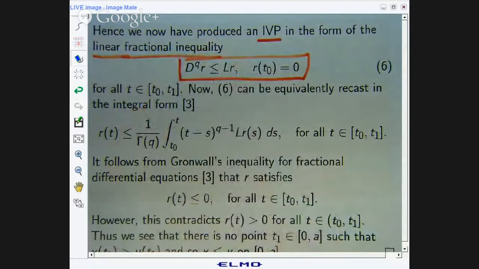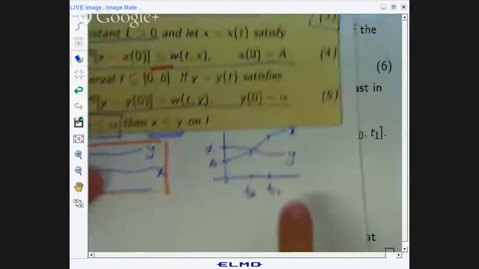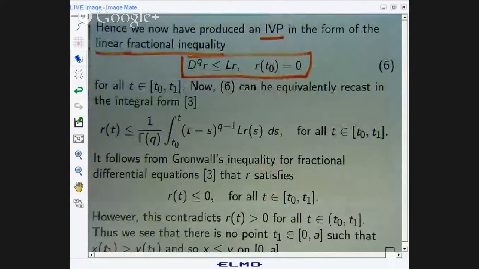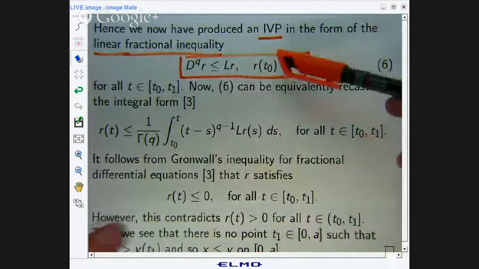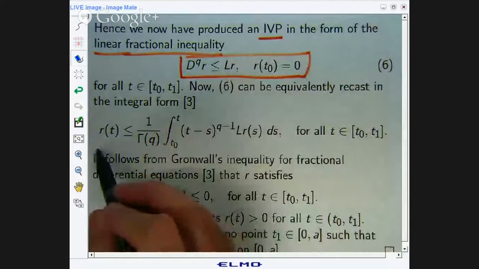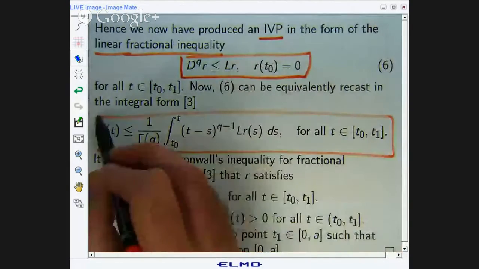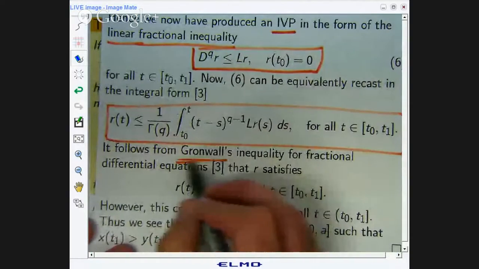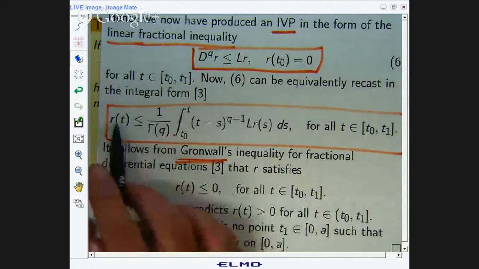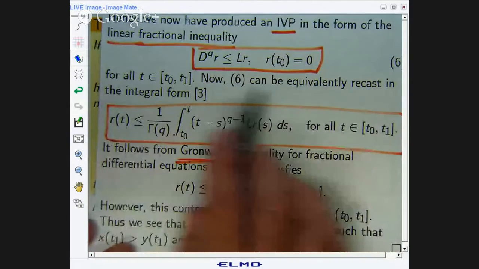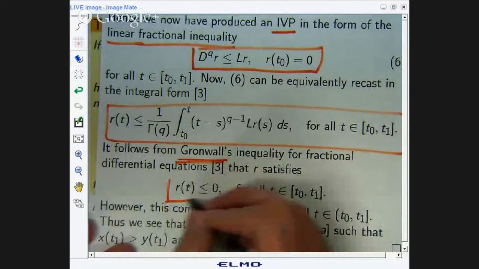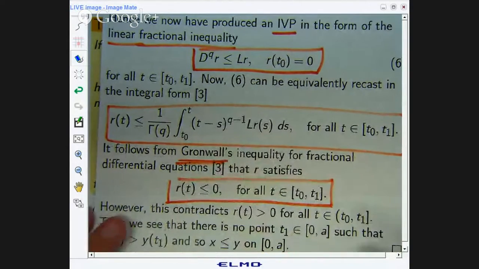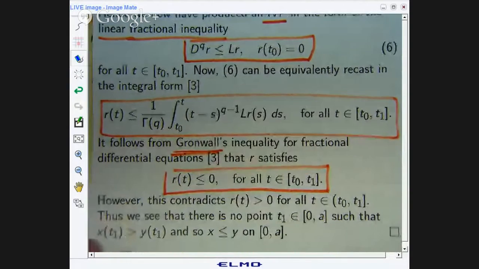This is satisfied on this interval from T0 to T1. Okay, now using Gronwall's inequality, you can recast this in the following integral form, again keeping the inequality. And it follows from this so-called Gronwall's inequality that every function that satisfies this integral inequality must be non-positive. Okay? It must be non-positive.